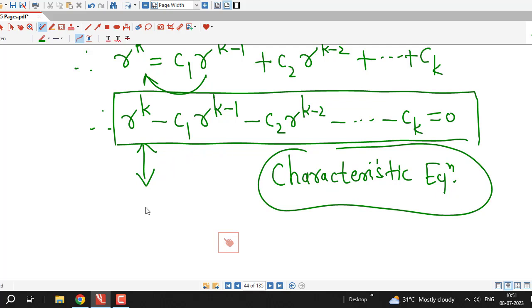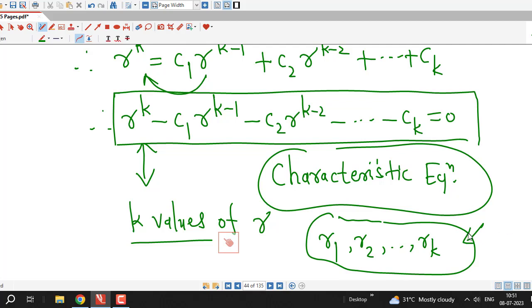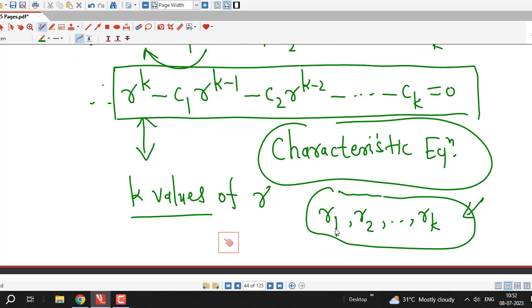So we have to solve this characteristic equation. Solving this characteristic equation, we will have k values of r, because this is a polynomial equation in r. So we will have k values of r, say r1, r2 up to rk, and there are different possibilities: these values can be real and different, some values can be repeated, and we may have complex values also. So depending upon the nature of values of r which we will obtain by solving this characteristic equation, we have different formulas for the solution of the recurrence relation.